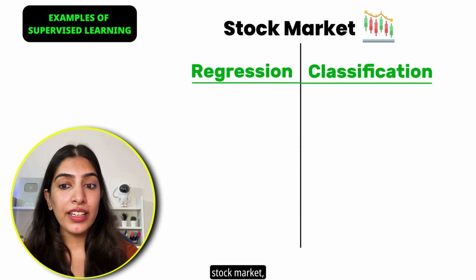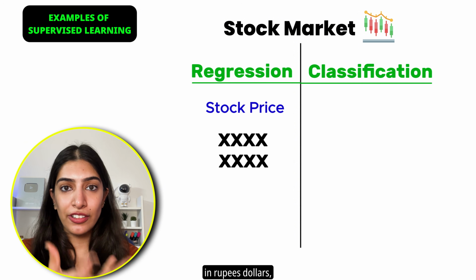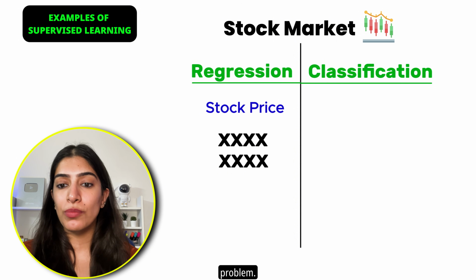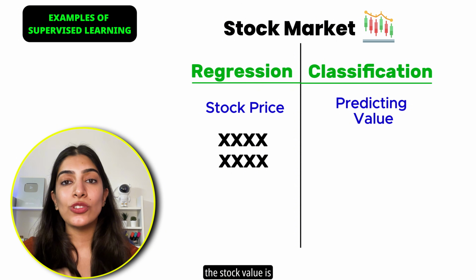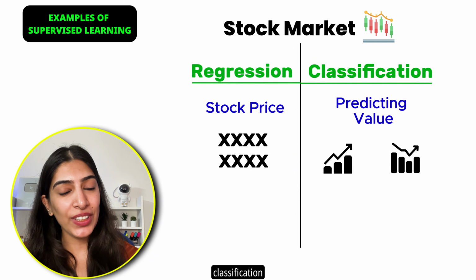Similarly, in stock market, if you're predicting the stock price of a company in numbers, in rupees, dollars, then it is a regression problem. Versus if you're predicting whether the stock value is just going to go up or is it going to go down, it is a classification problem.